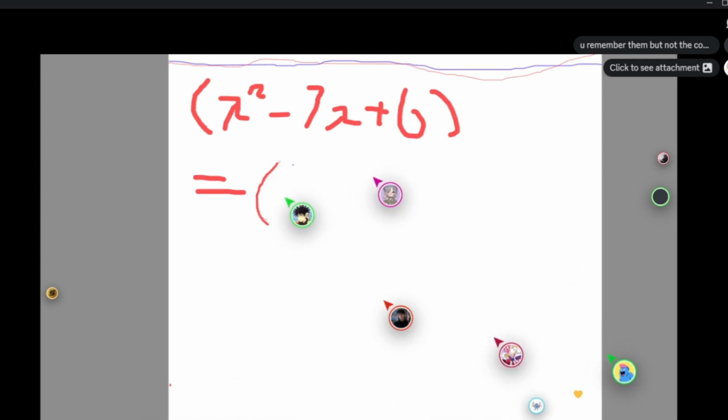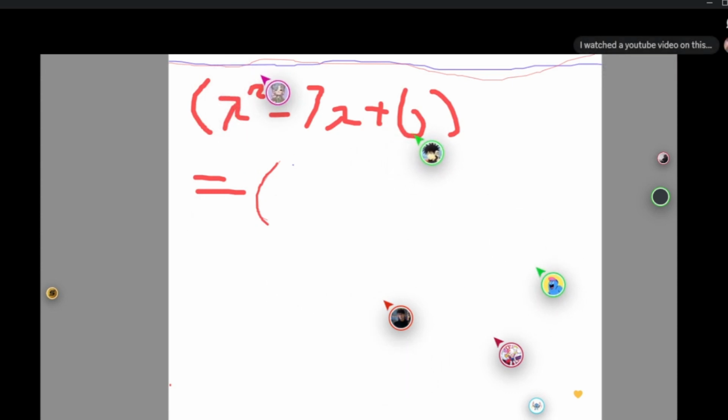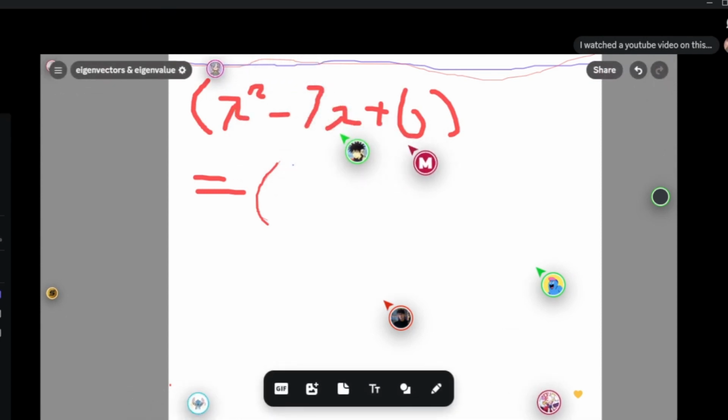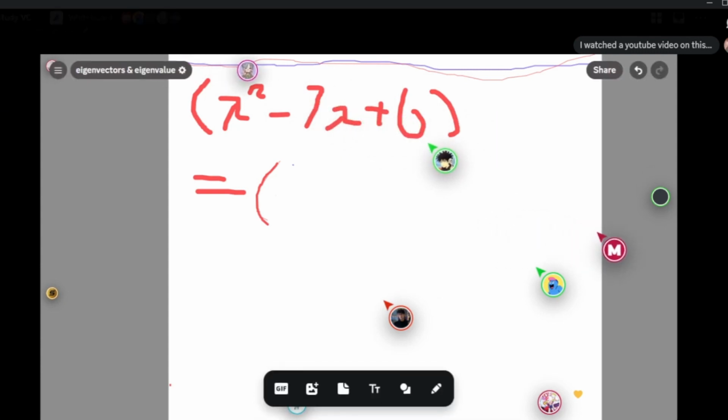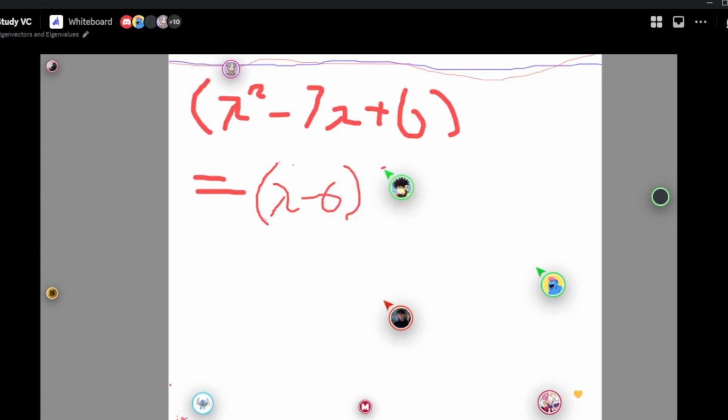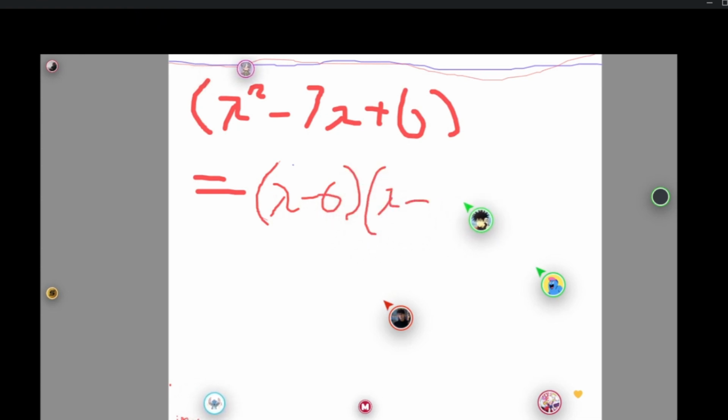Alright, so you have lambda squared. If you can't tell by looking, which is fair, the factorisation is lambda minus 6, lambda minus 1, because minus 6 and minus 1 add to minus 7, but multiply to make 6. And this gives us solutions. So we just have two solutions for lambda.